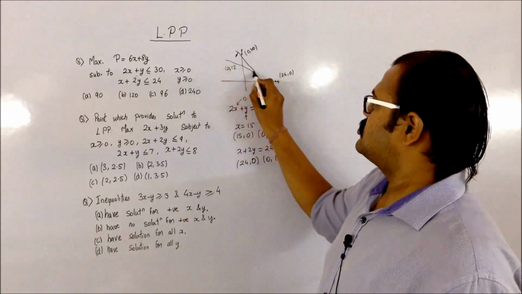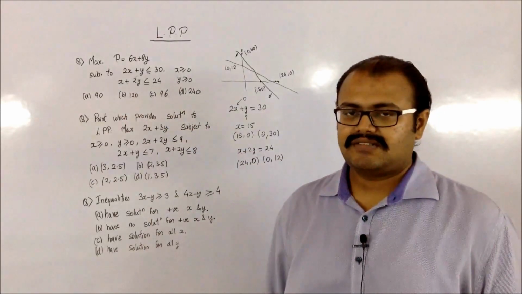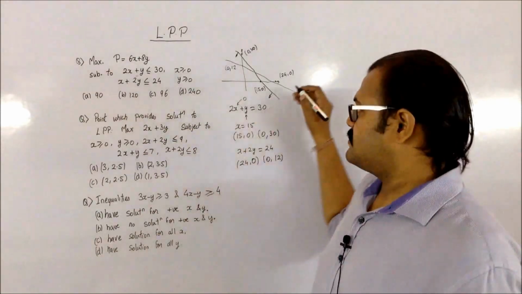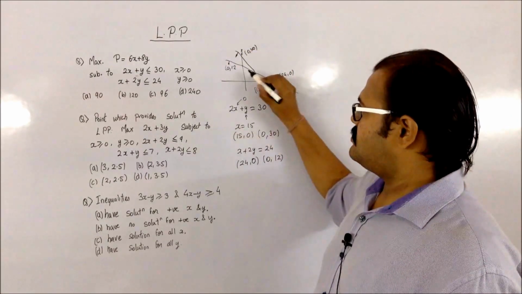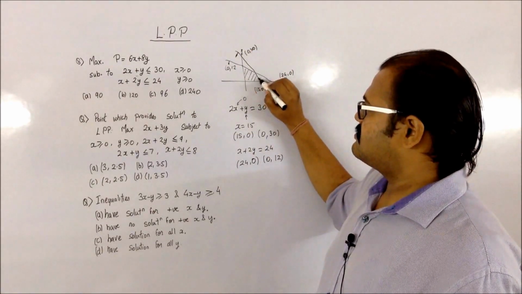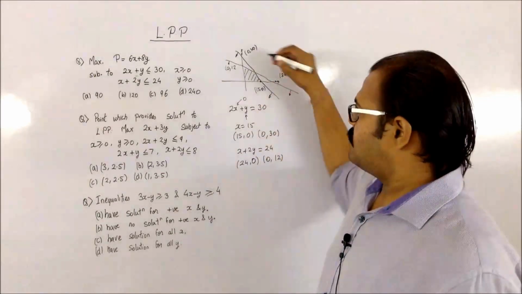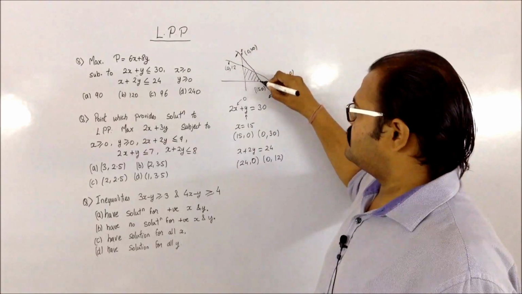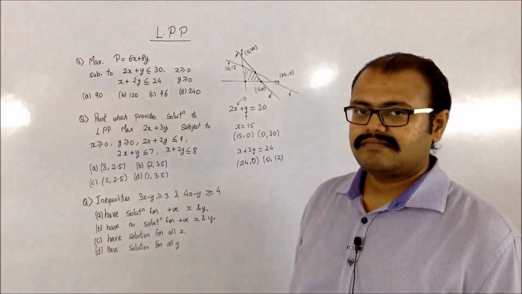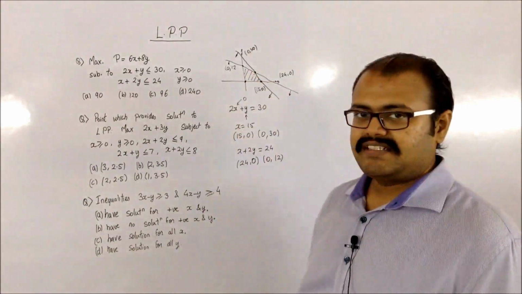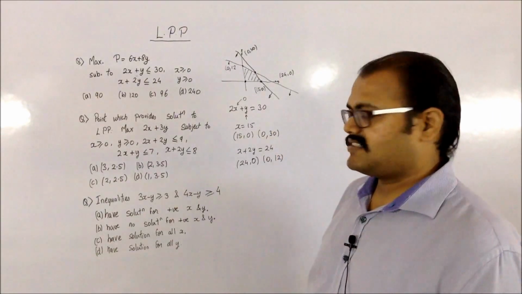Now just join it. And again, if you just substitute 0 comma 0 in this, you are going to satisfy. That means it's going to be towards the origin. So if you shade the region, it's going to be this particular region. Now I have to find what are the vertices. So this one becomes a vertex and this one. So I have to find what is going to be this intersection. For that I need to solve them simultaneously.